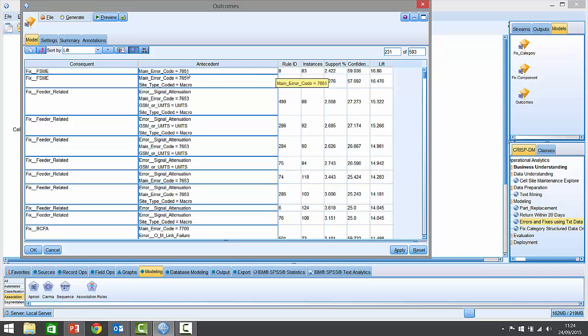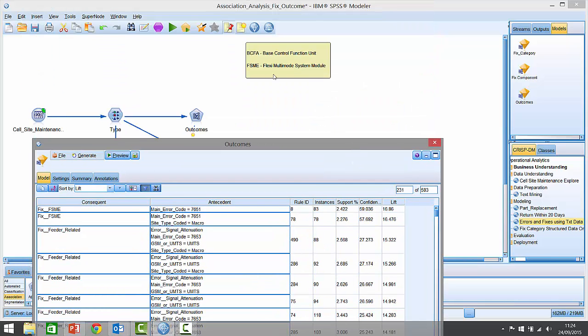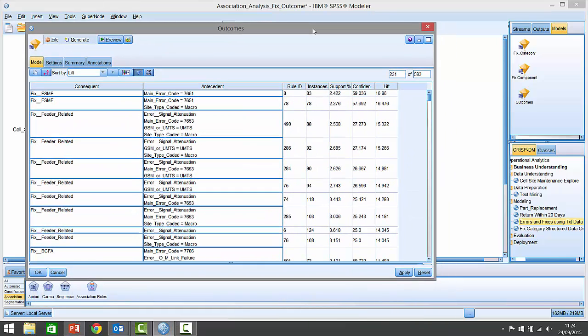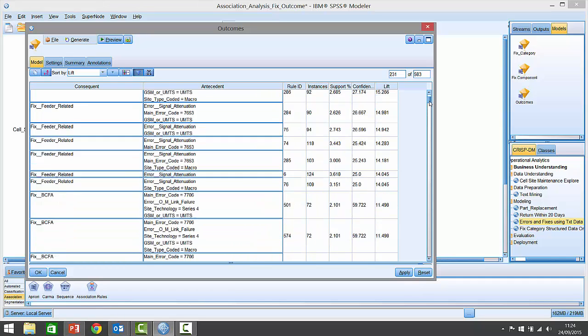And it's saying here, if you get an error code of 7651, you're 16 times more likely to require an FSME, which, as we know, is this Flexi multimode system module. Feeder related rules start to fire at this point. So here we have 15 times more likely to be feeder related. If there's a loss of signal attenuation, you're getting this error code, it's UMTS, and the site type is a macro site as opposed to a microwave site, and so on and so on.